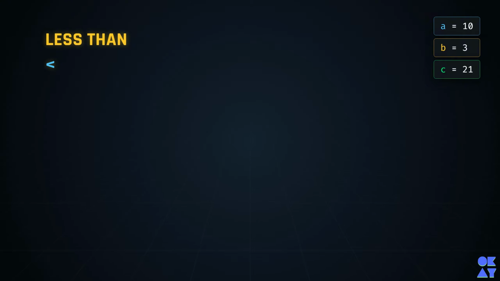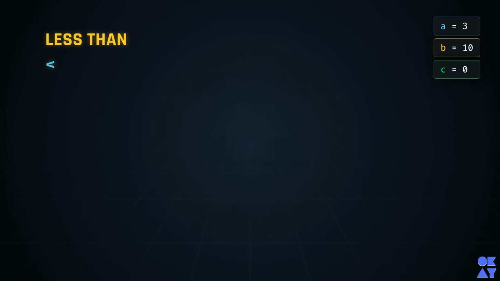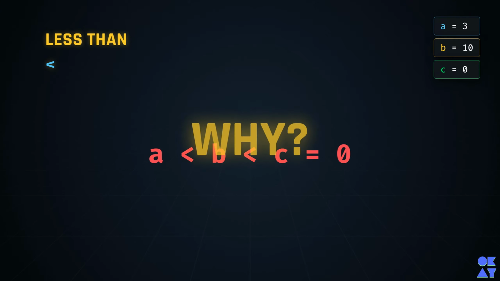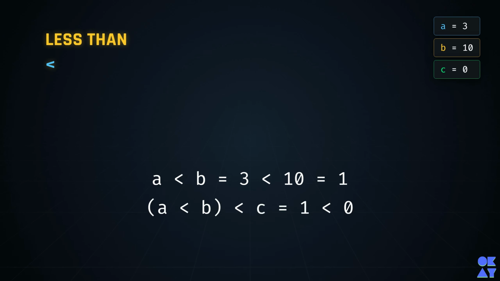Now let's change the values of A, B, and C. A equals 2'b11, 3 in decimal. B equals 4'b1010, 10 in decimal. C equals 5'b0000, 0 in decimal. Now A less than B less than C. This returns 0. Why? A less than B equals 3 less than 10 equals true, returns 1. Then 1 less than 0 equals false, returns 0. So the final result is 0.